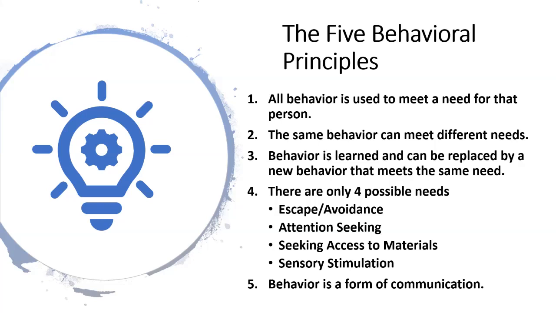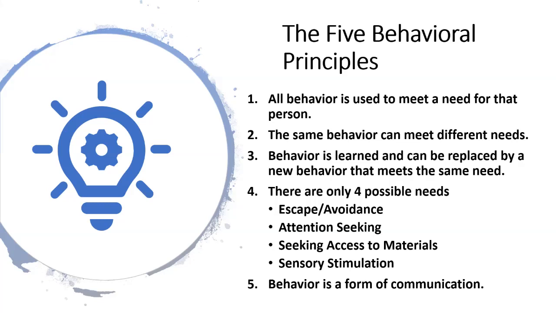Behavioral principle 4. When you understand the need the person is meeting through their behavior, you also understand that they're trying to communicate. In the hitting example, the child is communicating 2 different messages. During play, she's communicating, I want the toy. And during circle time, she's communicating, I want to leave. There are 4 possible needs.